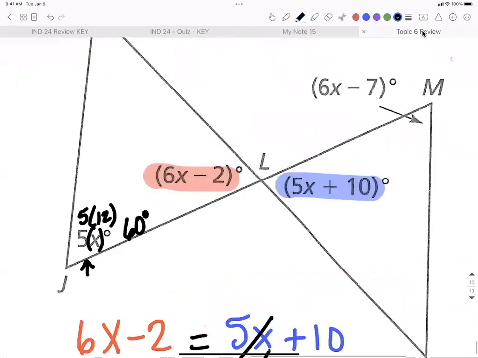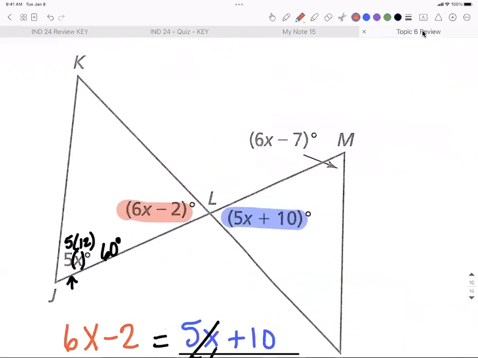If I know that the red one is 6x minus 2, I'm going to go 6 times 12 minus 2. So what is the measurement of angle L? 70. It's 6 times 12, which is 72, minus 2, which is 70. If I know that one is 70, what do I also know the blue one equals? 70, because they're across from each other, right? Yes. They share angle L, which is why I know they equal each other and why I can say 70 and 70.